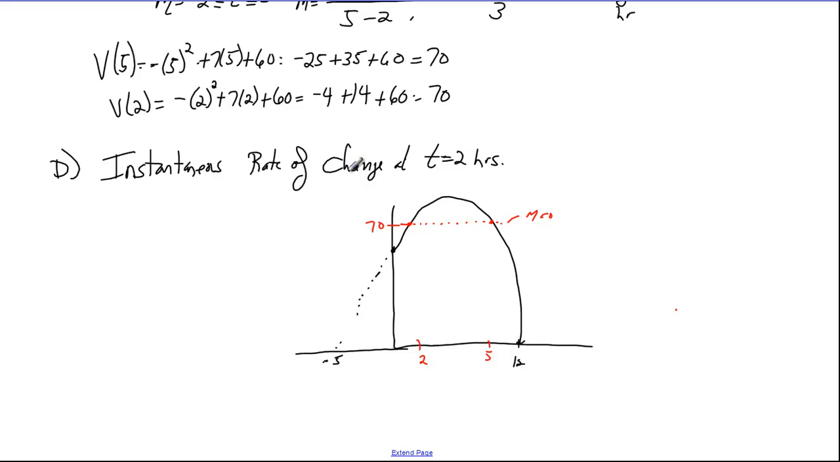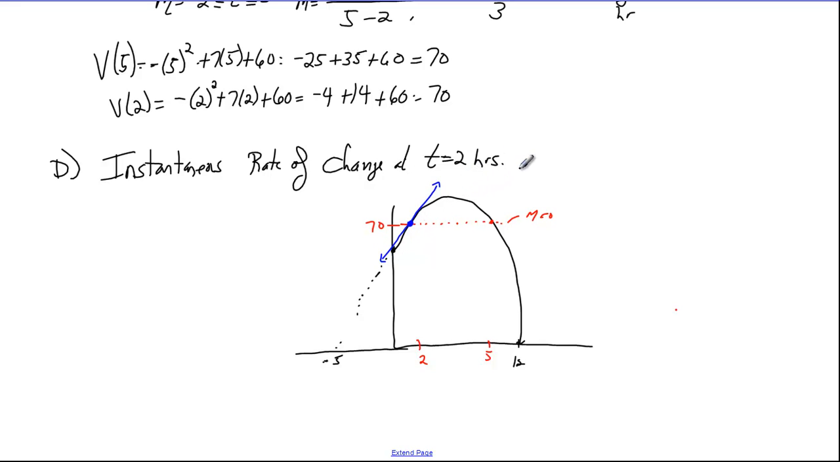But now we actually want to find the instantaneous rate of change at t equals 2. The instantaneous rate of change is, by definition, the slope of the tangent line. The slope of the tangent line.